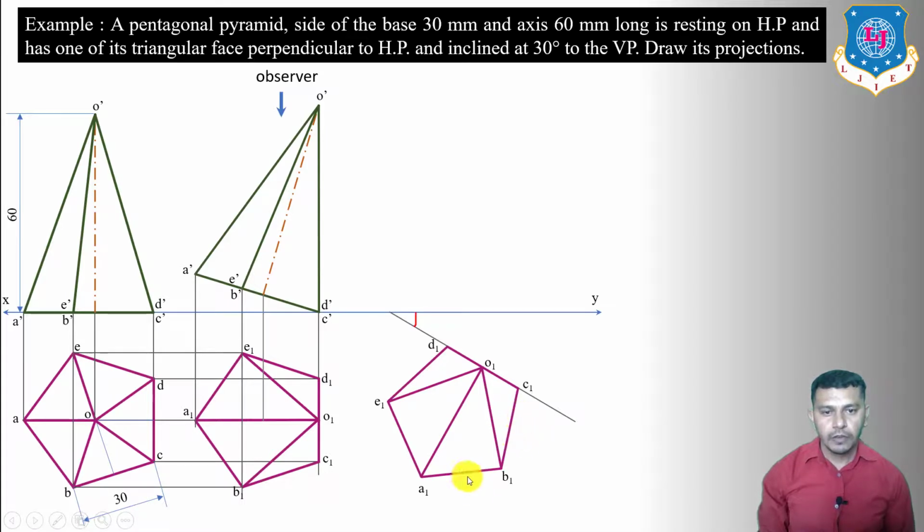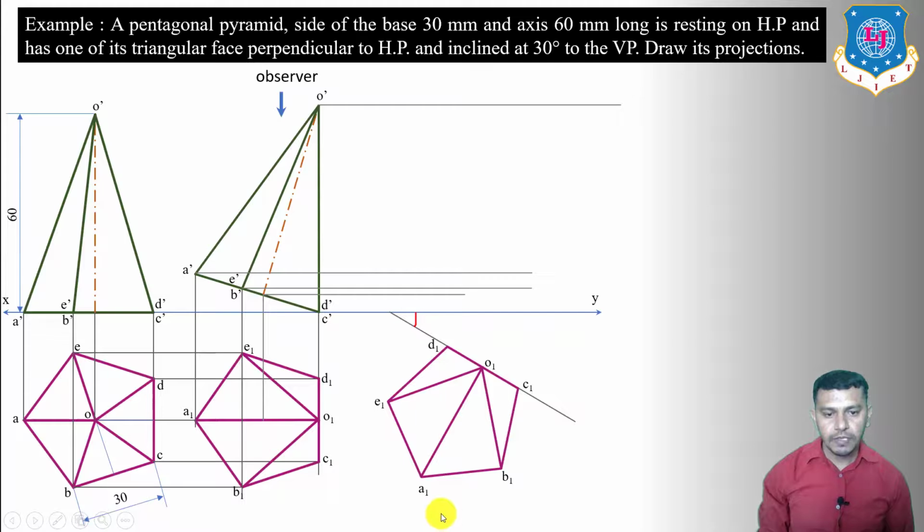Now we have to draw the front view in the last stage. So first of all, we have to derive the position of the observer. So the observer is going to observe this figure.